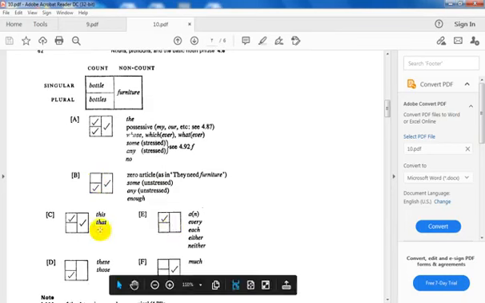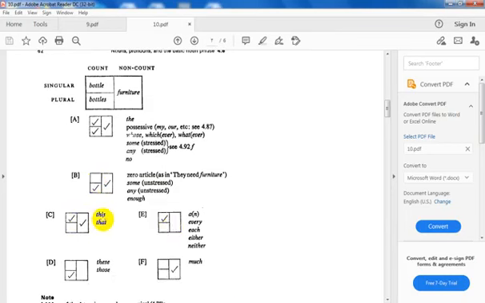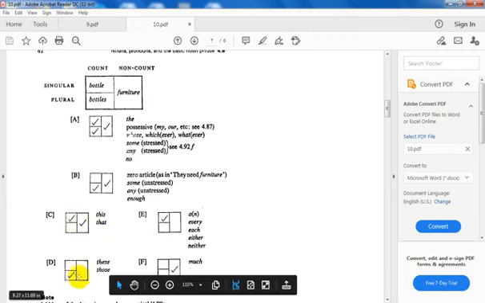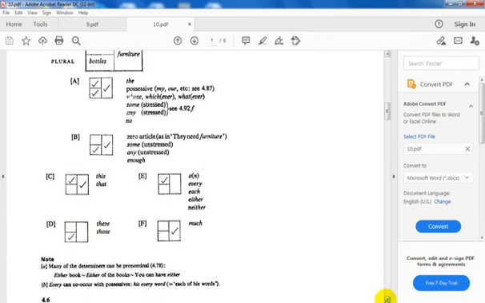This third class, what is it? This and that, which are singular demonstratives, are used with singular count and non-count. I say this bottle, that bottle, this furniture, that furniture. Again, I have all of these as determiners. We are going to see more than that: predeterminers and postdeterminers, which we will take in detail.